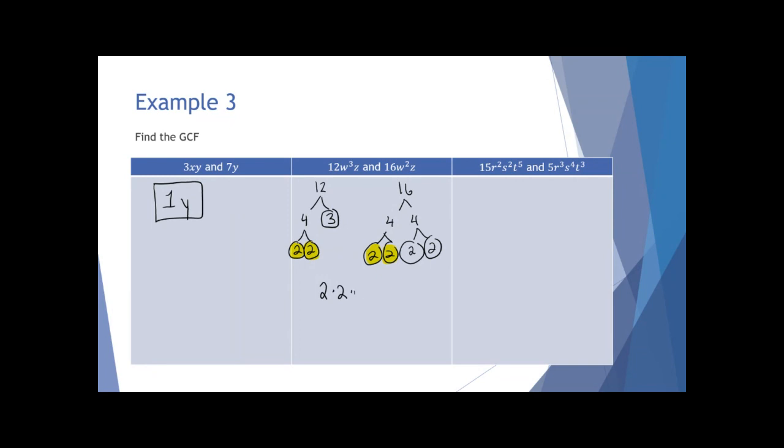So I can write my GCF as 2 times 2. And then let's look at the w. So I have a w cubed and a w squared. So I take the smallest exponent, which would be 2. And then I have a z and a z. So those are the same, so I have a z. So my GCF will be 4w squared z.